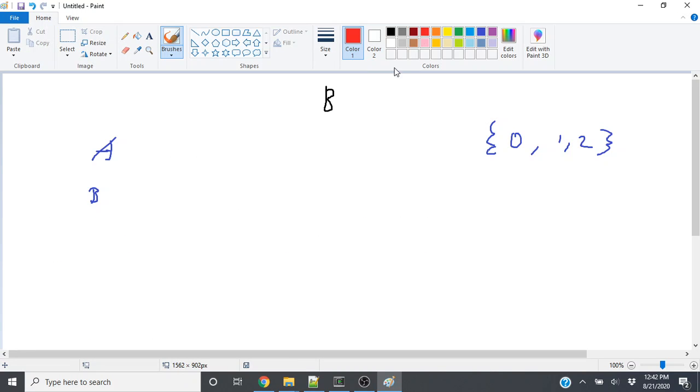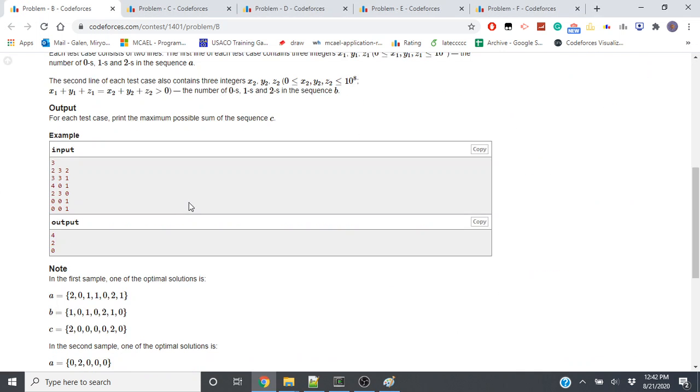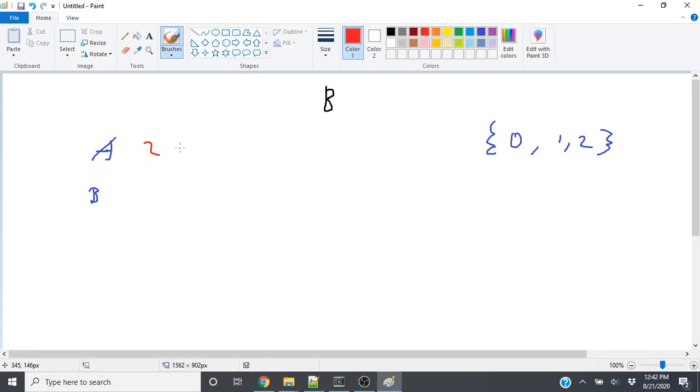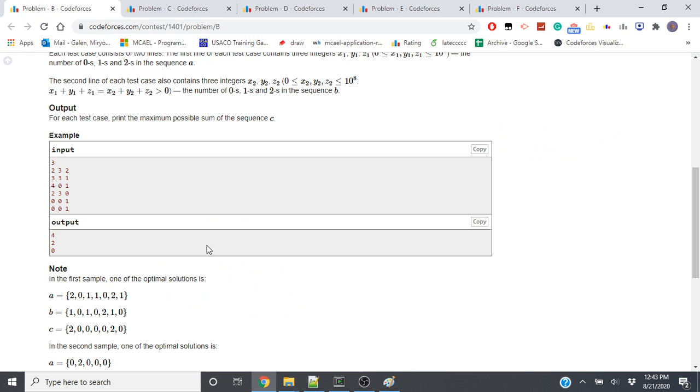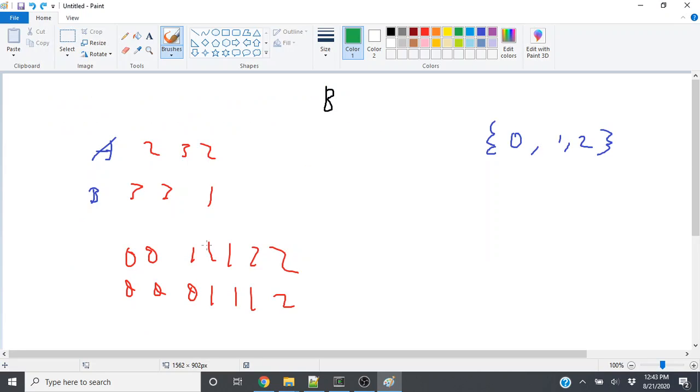So you're given the number of 0s, 1s, and 2s each has. For example, this is 2, 3, 2, and this is 3, 3, 1. So the sequence A would be 0, 0, 1, 1, 1, 2, 2, and B would be 0, 0, 0, 1, 1, 1, 2. It doesn't matter what order they're in. You can make whatever swaps you want, you're going to reorder it.